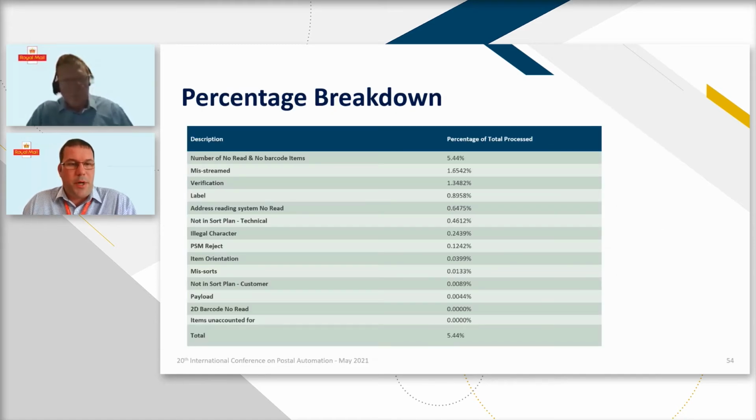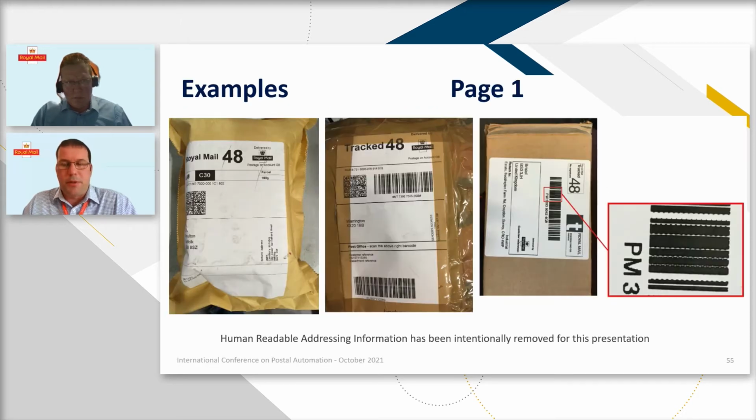So in terms of the percentage breakdown, I hope you can see that. Of the total items run during our numerous runs, actually, we did this on a number of sites, we found that 5.44% of the total items run on the machines were deemed to be no read or no barcode. And you can see there the breakdown of that 5.44% across the machines. Now, I'd like to give you some examples of the things we found in our analysis before I take you into the real figures of what that looks like.